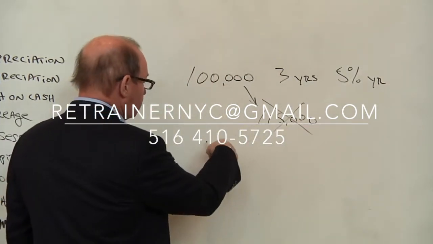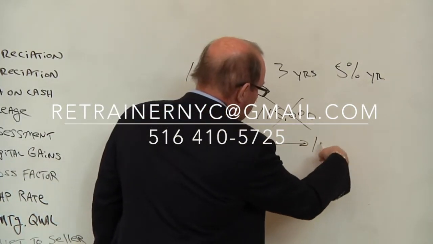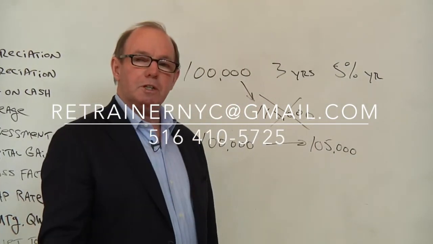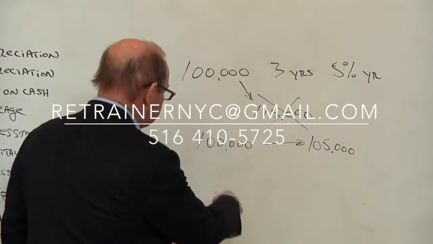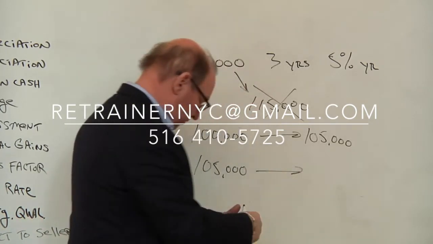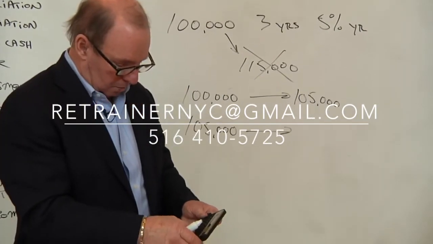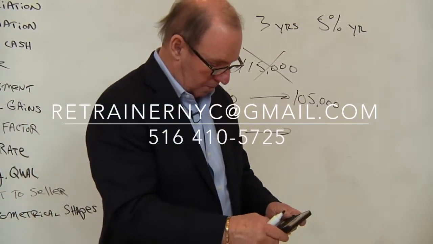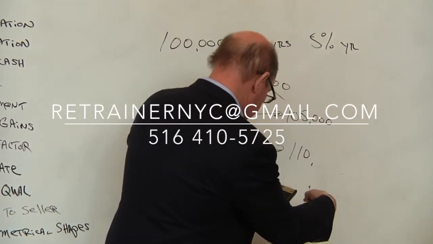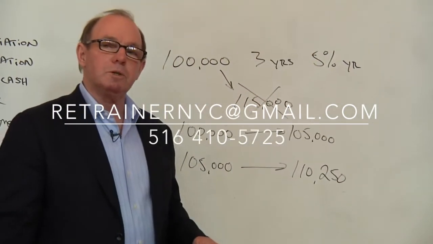We take $100,000 at the beginning of the first year, and we go up 5%, we're at $105,000. And that's the number that we have to use at the beginning of year 2. So year 2, we start at $105,000, and we have to increase that amount by 5%. And that brings us to $110,250. And that's the number that we have to use at the beginning of year 3.